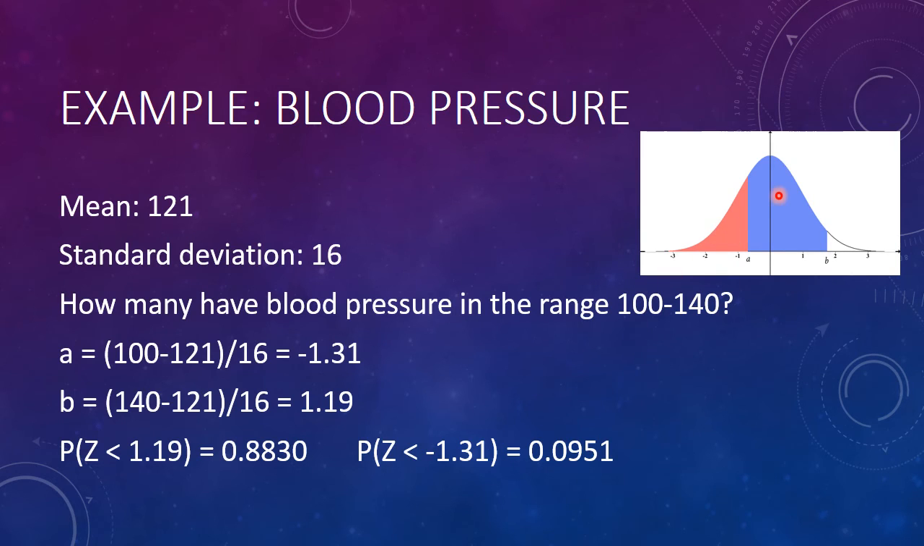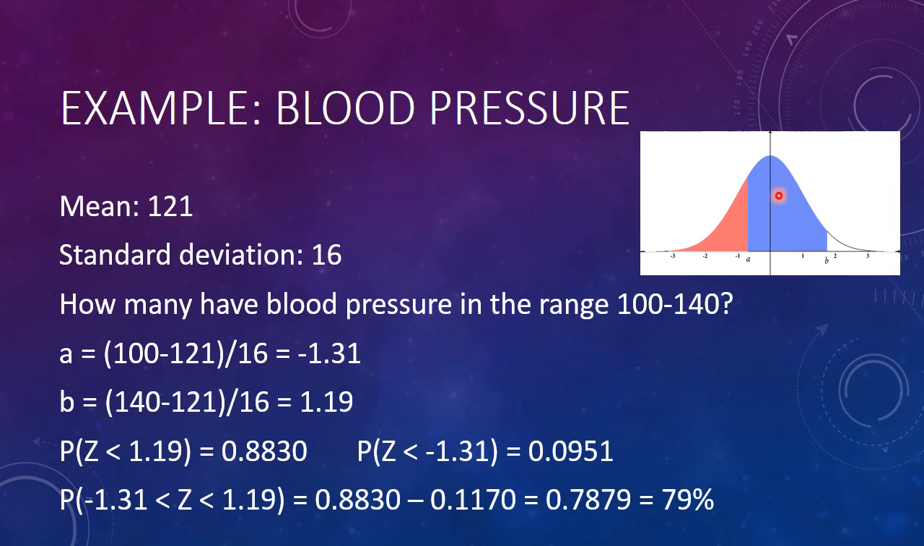So we subtract those, and what's left over is the probability that the normally distributed variable is between A and B. So we get about 79%. 79% of Canadians would have a blood pressure in the range of 100 to 140. When computing different kinds of probability, it's really a great idea to draw a sketch and to highlight the region that corresponds with the probability you're trying to find.